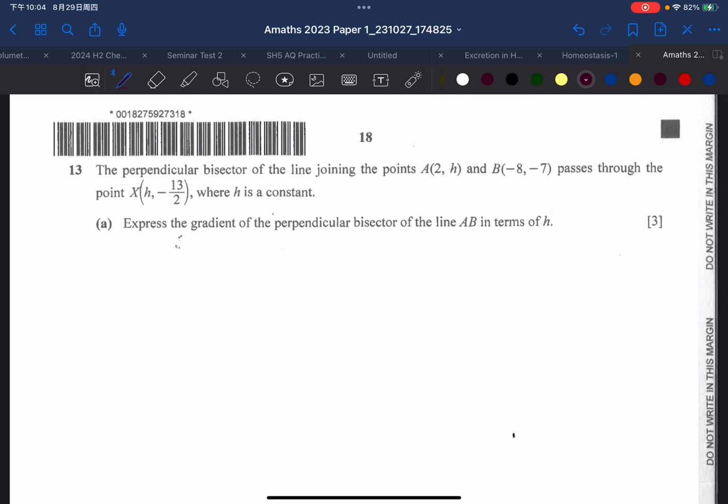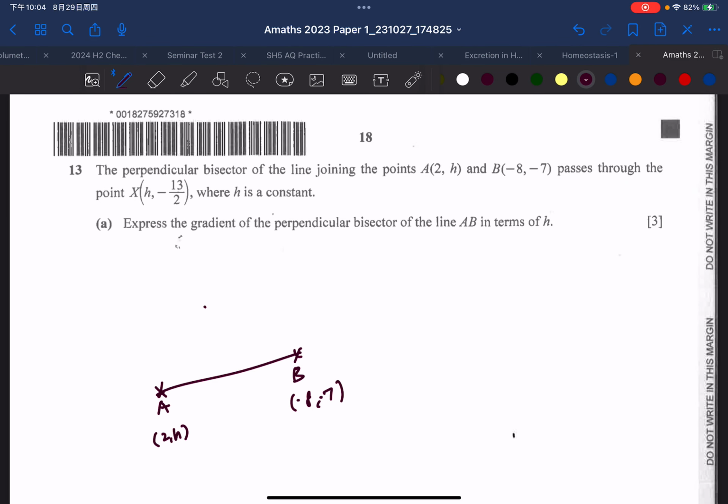Okay, the last question is a very simple question, even though it has 10 marks. It's basically just coordinate geometry lah, but they never draw any diagram for you. They give you words. Okay, the perpendicular bisector of the line joining the points passes through the point X. Okay, so perpendicular bisector, so one line AB. They tell you that the perpendicular bisector of this line passes through point X.